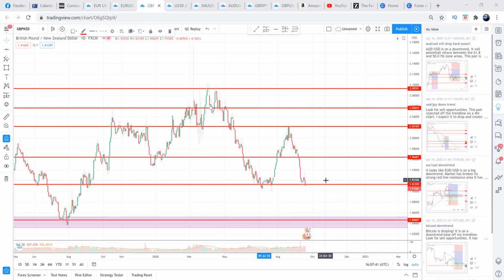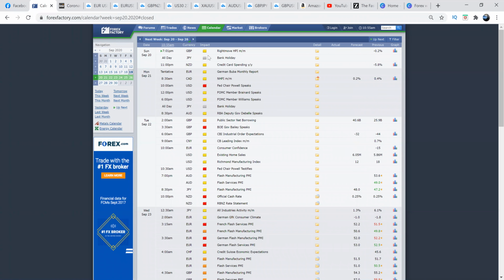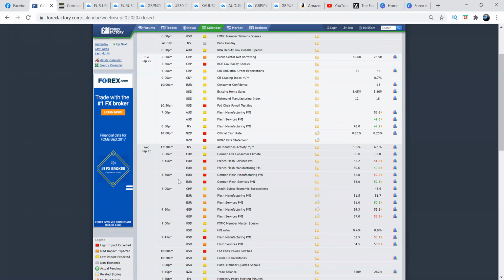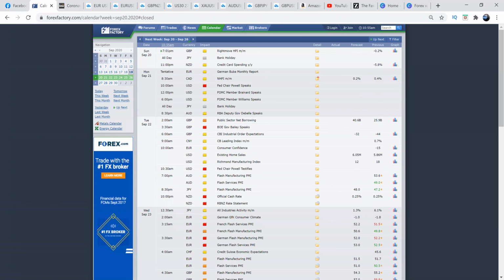So for this pair, this week coming up, you gotta check the news events. If you go to the forex calendar and look at what will affect the GBP pair and the New Zealand dollar, you look for GBP news as well as New Zealand news, which is on Tuesday, with the cash rates that can highly affect the market.